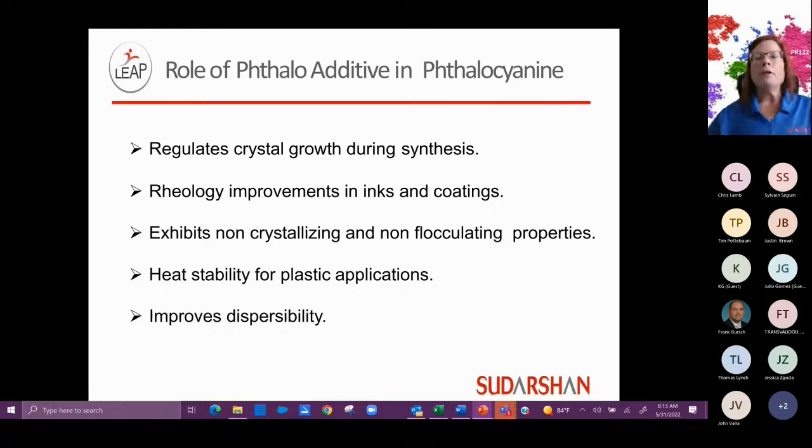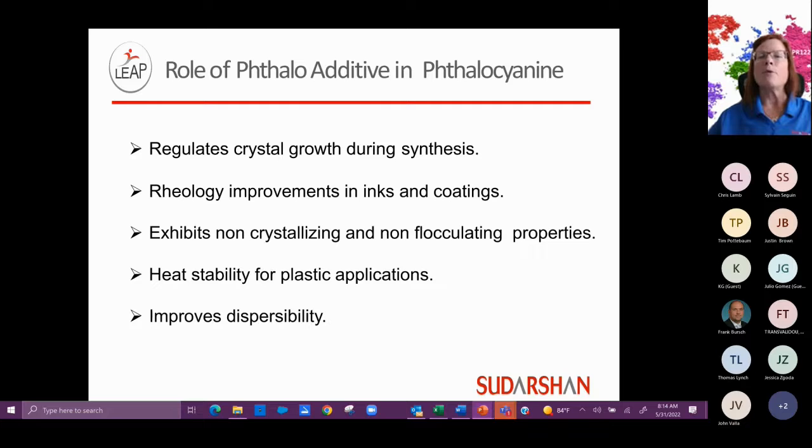So I mentioned in an earlier slide that one of the things that you get from the crude blue is what we call a phthalo additive. And so I did mention that these are also used internally in the preparation of the pigment, as well as it's being used for other things like synergists that are derived from phthalo additives.